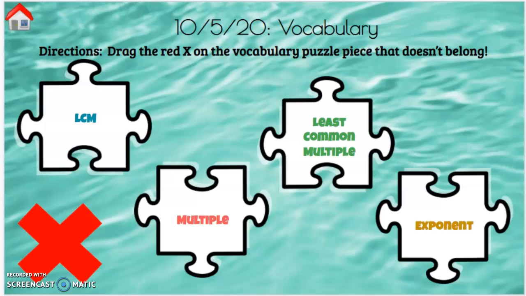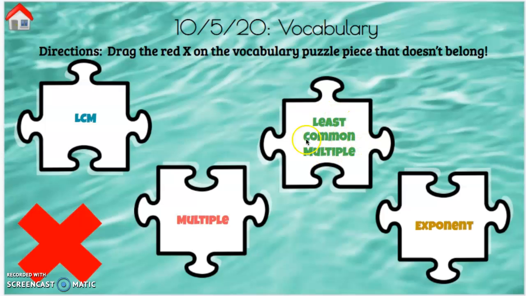October 5th, 2020 vocabulary. Directions. Drag the red X on the vocabulary puzzle piece that doesn't belong. So, we have LCM, multiple, least common multiple, and exponent.